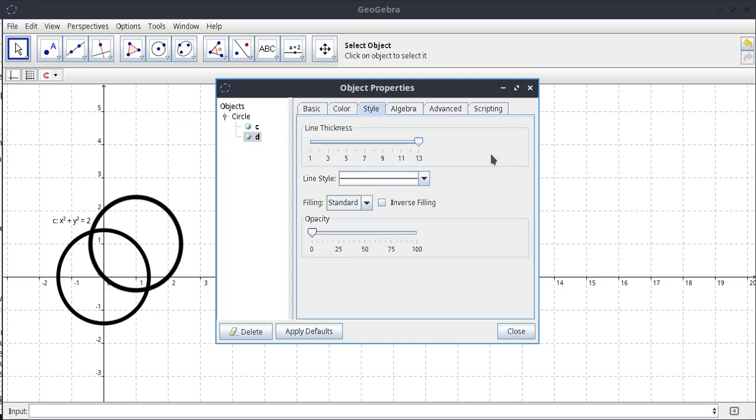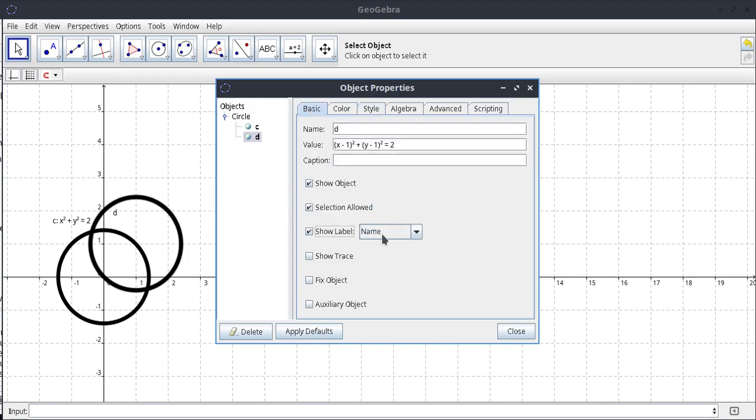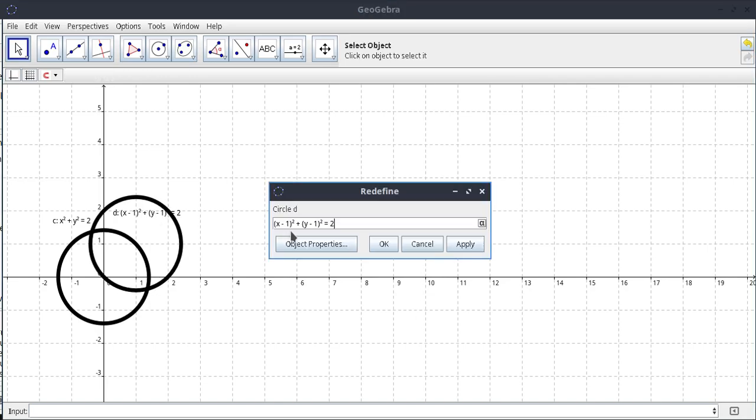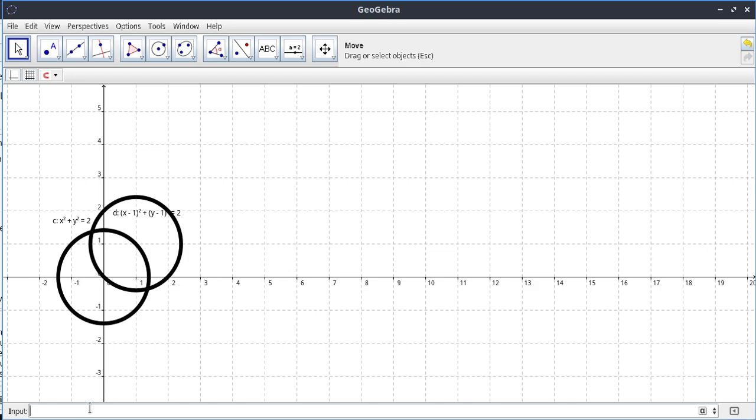Let me make it thicker. Alright. And then let me just copy this instead of typing it all over again, and paste it here. This time we say minus 2, minus 2. We have yet another circle.